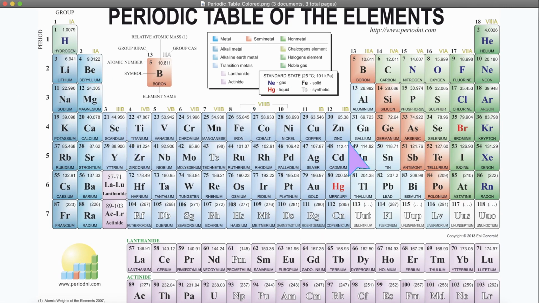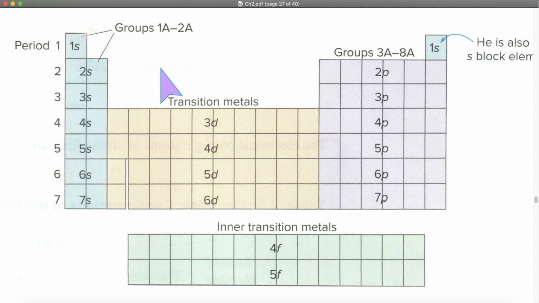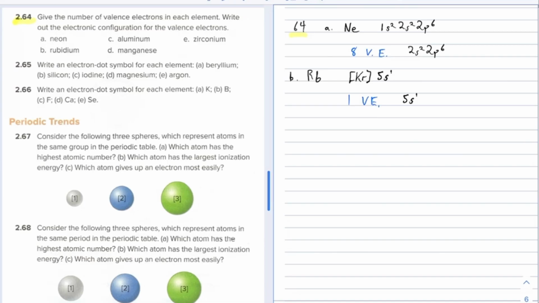It doesn't work for the transition elements, but it works for the main group, these two columns and then those 6 columns. So we did neon. Neon had 8 valence electrons, and look, this is group 8A. So if you have one of the elements inside this part or that part, if you just want the number of valence electrons, just read it off of the group number: 1A, 2A, 3A, 3 valence electrons for these guys. All right, so let's go back. The next one was aluminum. I think that's a main group element too.